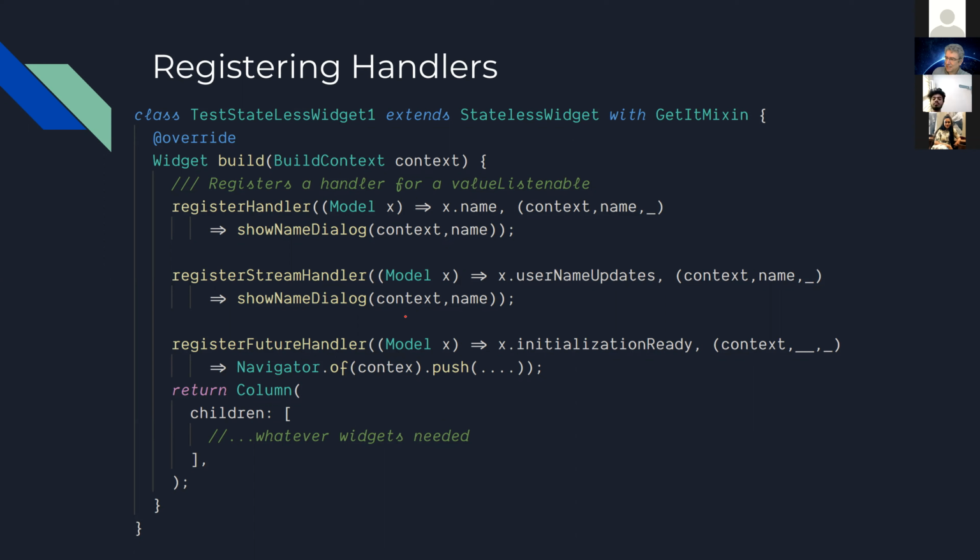With provider, it's possible to create a view model for a screen and use it inside all widgets, and then dispose the view model when the screen is disposed. Can you do something similar with get it?